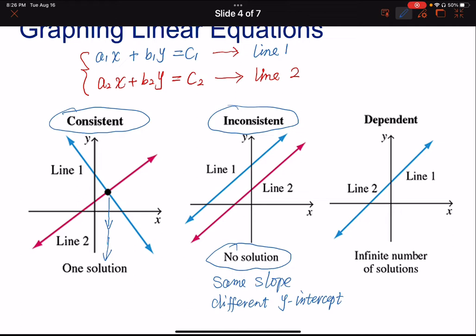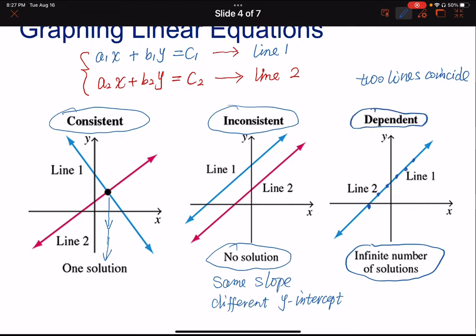So that will be the third case, in which the two lines coincide. So line 1 overlaps with line 2, and you usually only see one line. In this case, every point on the line is a solution to the system, so the system itself has infinitely many solutions.